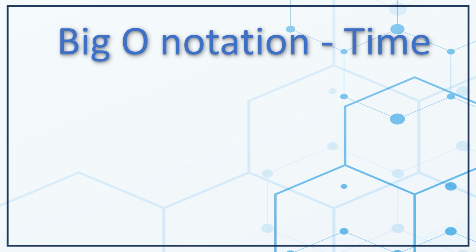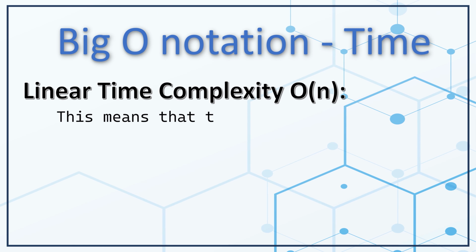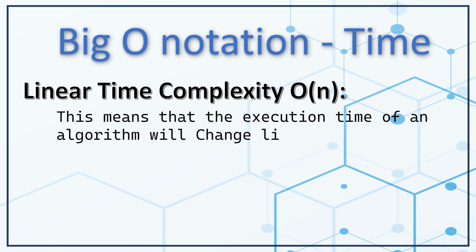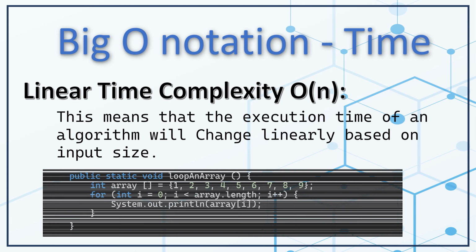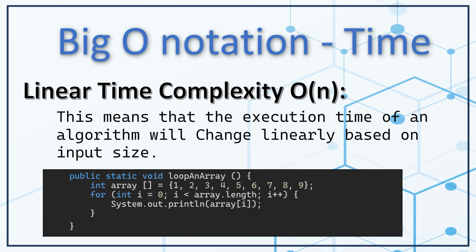Next, linear time complexity. This means that the execution time of an algorithm will change linearly based on the input size. Let's consider an example below. Here we are printing an array value using a for loop. So here the time complexity will be n, which is the length of the array.